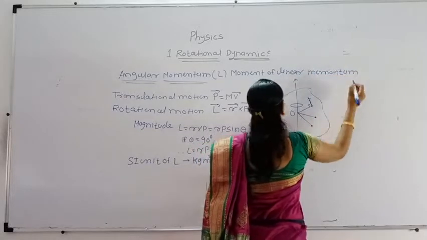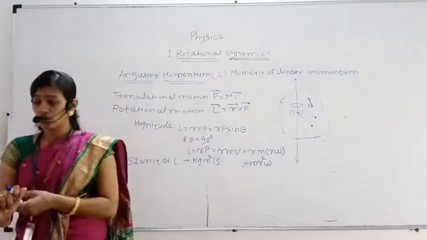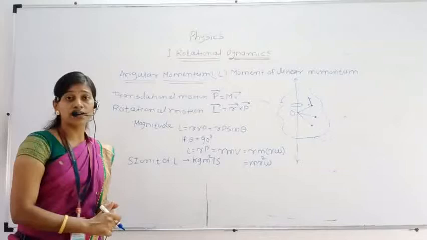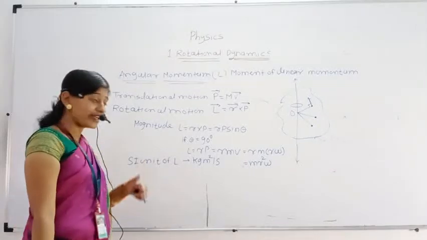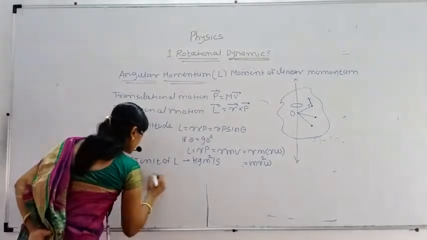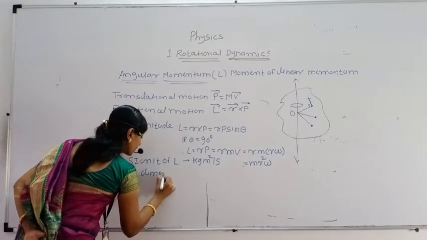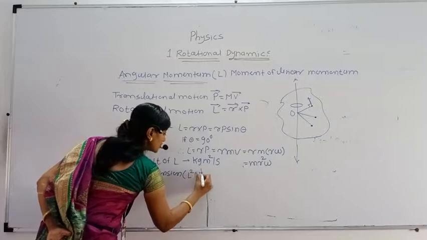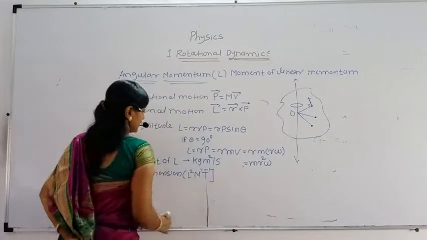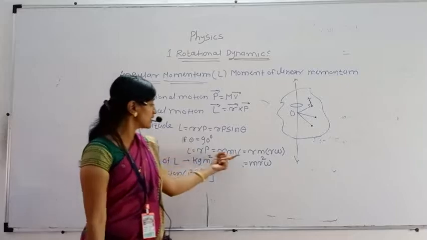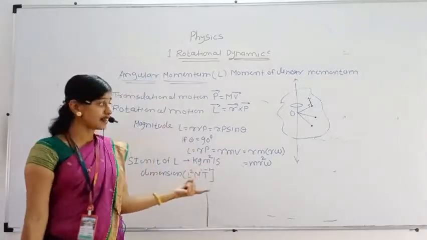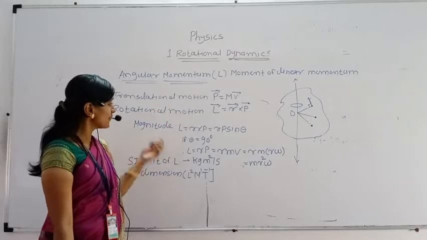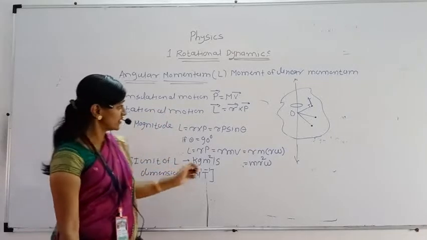It is called the moment of linear momentum. Already we found the SI unit, so we can find its dimensions. Its dimensions are L raised to 2, M raised to 1, T raised to minus 1. See, these formulas are important for solving the examples. It is easy, but any conceptual level MCQ they are going to ask, so it's very important.